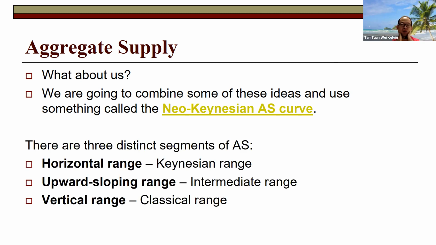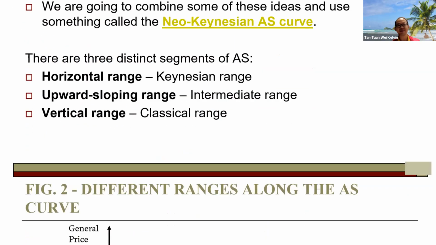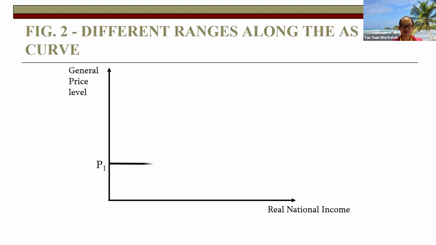So basically, when you want to draw the AS curve, the complete AS curve should have three distinct segments. You should have the horizontal part, the diagonal part, as well as the vertical part. The horizontal part represents the Keynesian range, the diagonal part represents the intermediate range, and the vertical part represents the classical range. How do you draw it?